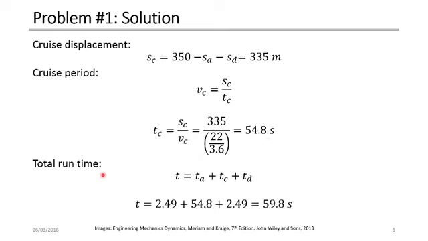So the total run time is the time required for the acceleration, for the cruise, and for the deceleration. We found that the time required for the acceleration is 2.49 seconds, the time required for the cruise is 54.8 seconds, and the time required for the deceleration is 2.49 seconds. So the total run time for the elevator is 59.8 seconds, about 1 minute.